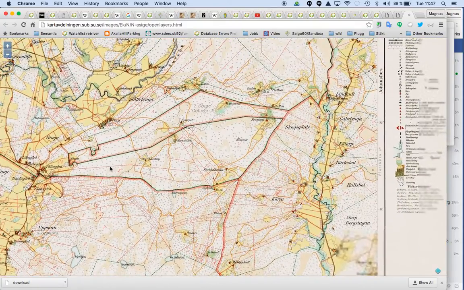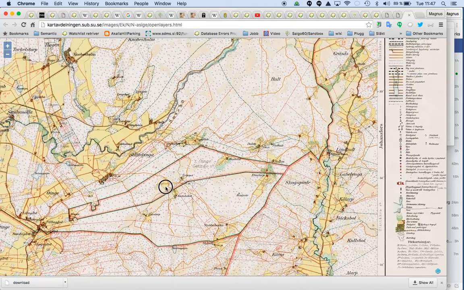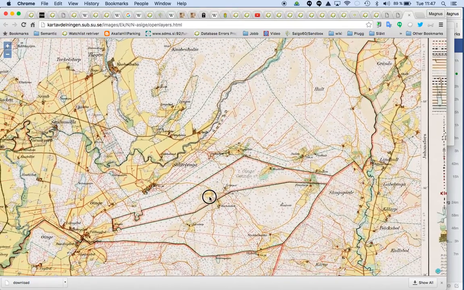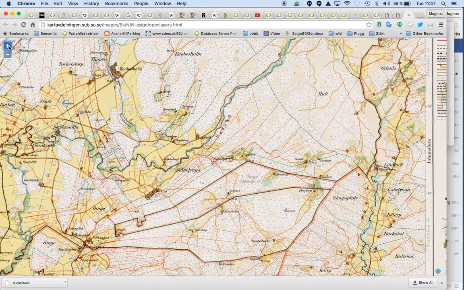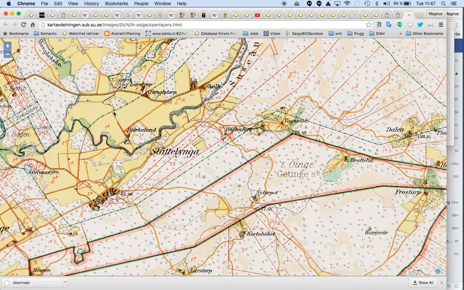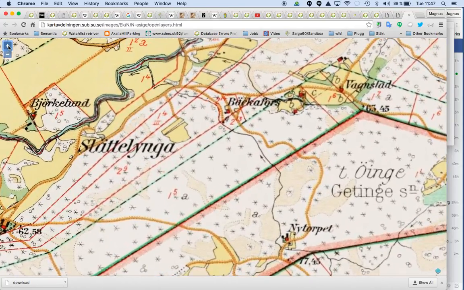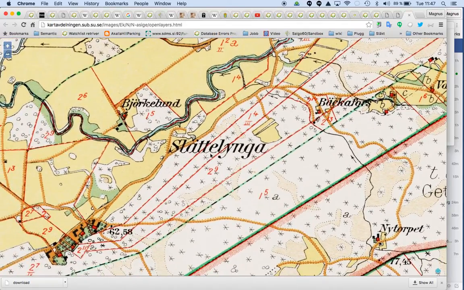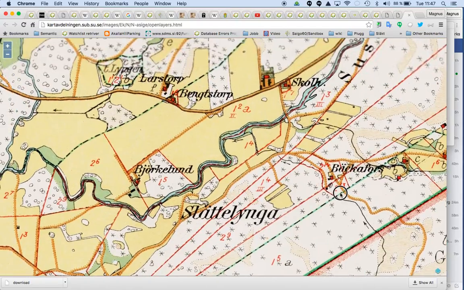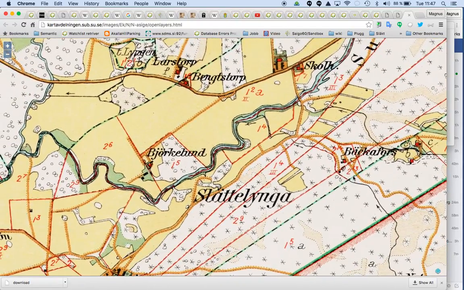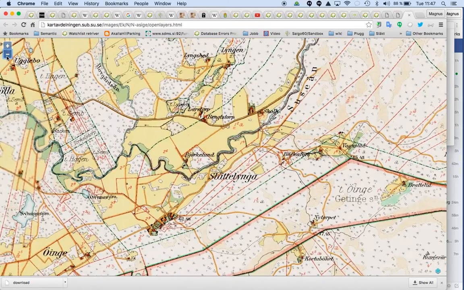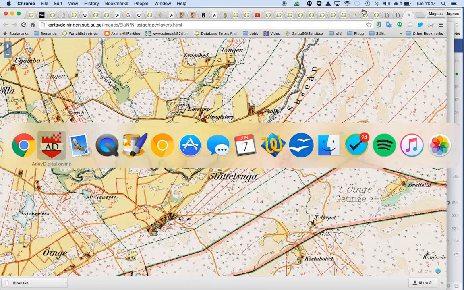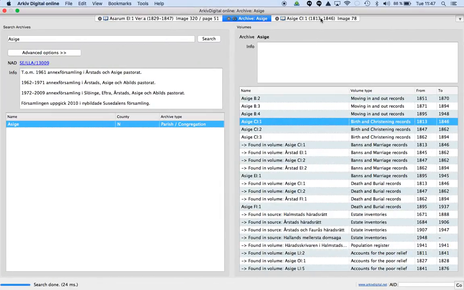And Slät, isn't that the place? Slätlynga. So now you can see the houses. Björkelunda, Slätlynga. So that could be rather cool. We have this open, and then we jump back to our dear place here.